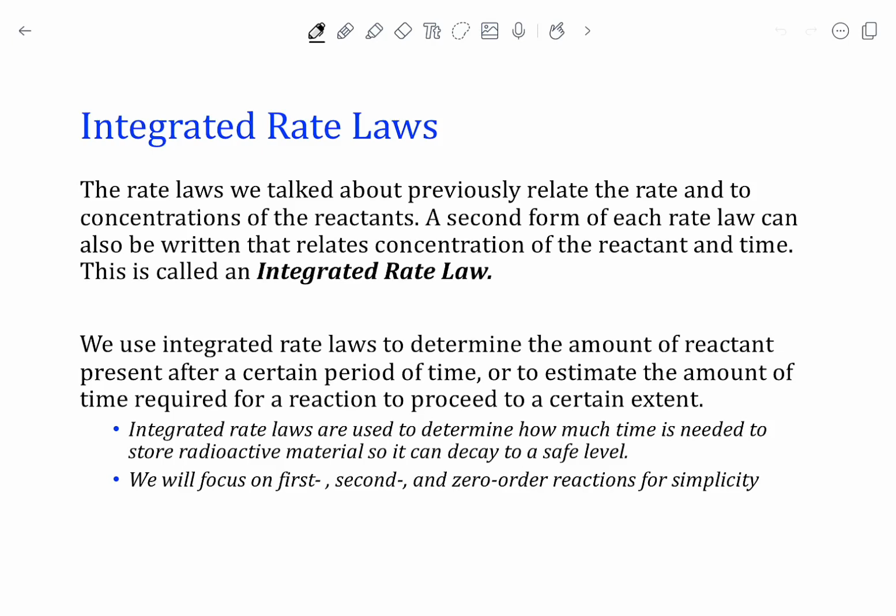Hi everyone, Dr. Burns here, back with our discussion on integrated rate laws. So the rate laws that we talked about previously relate the rate to the concentration of the reactants. A second form of each rate law can also be written that relates concentration of the reactant and time. And this is called the integrated rate law.